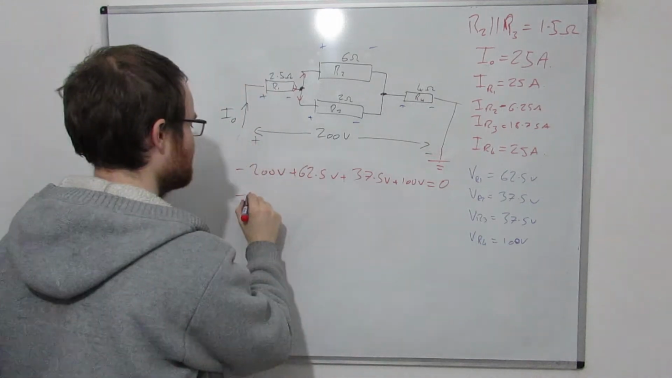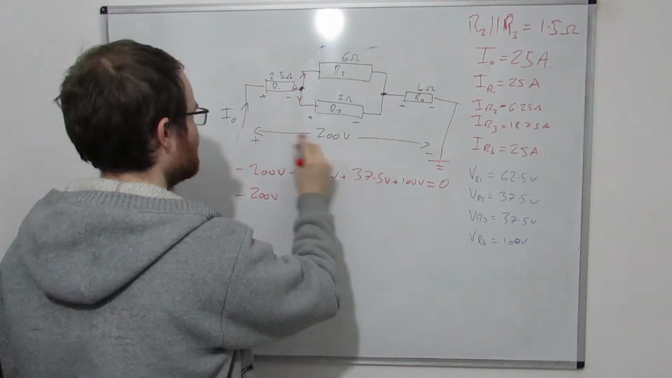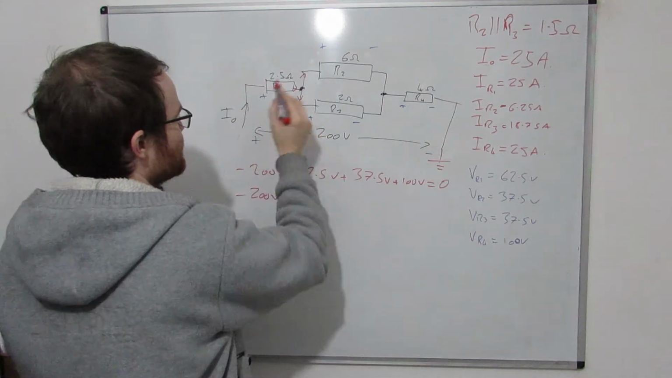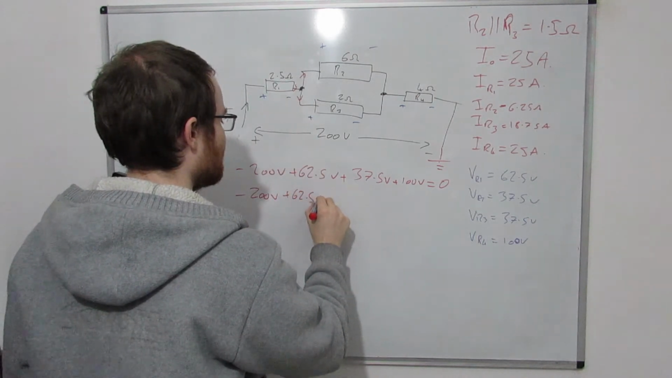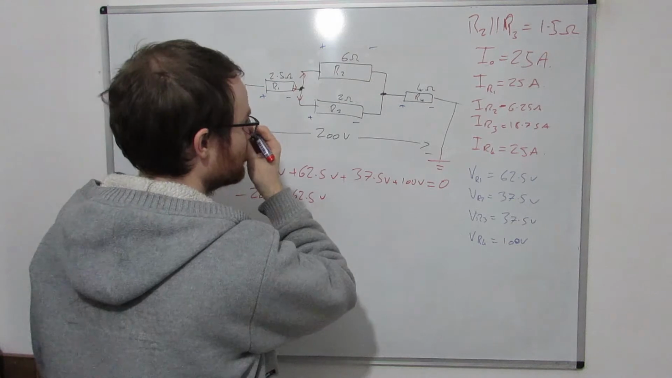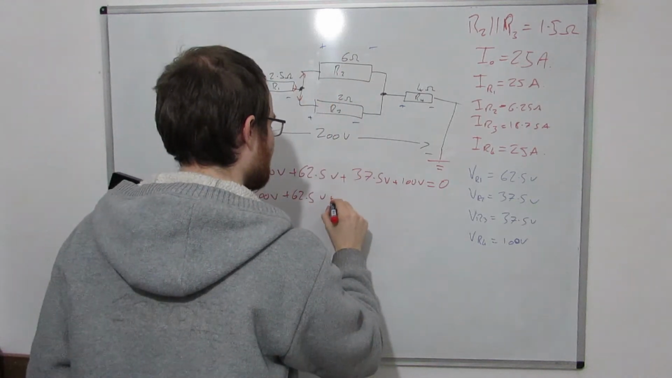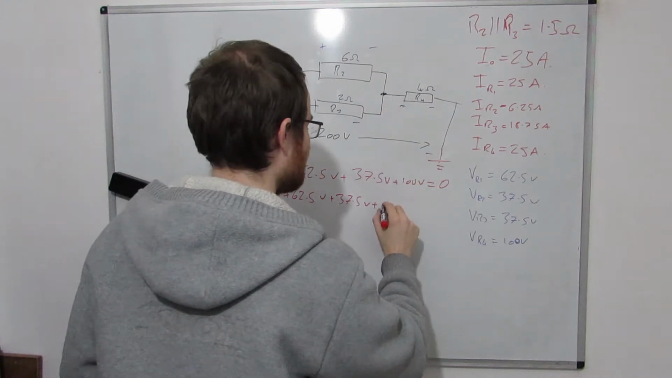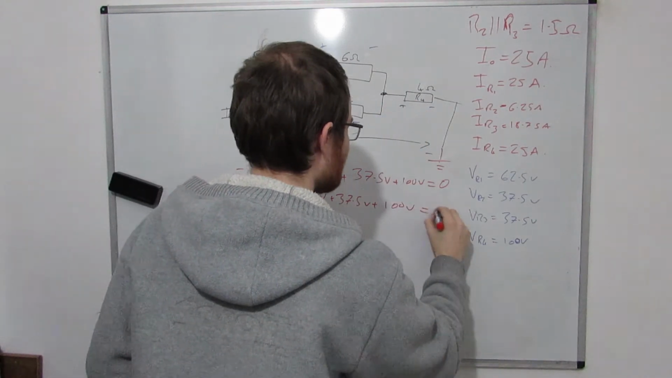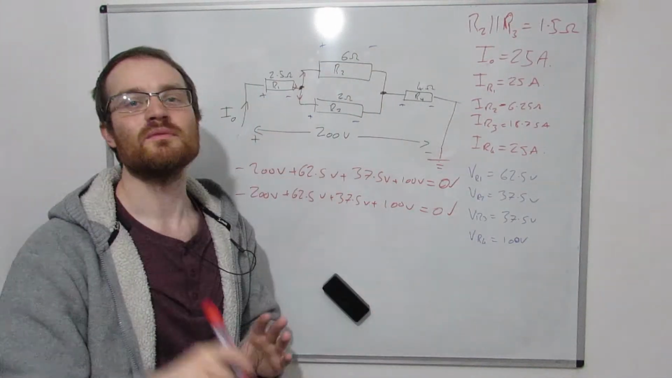And then we do the same thing going around the second loop. We hit a minus sign, 200 volts, and then this loop is actually exactly the same. We've got plus 62.5, plus 37.5, plus 100, equals 0. Check. Boom. We are done.